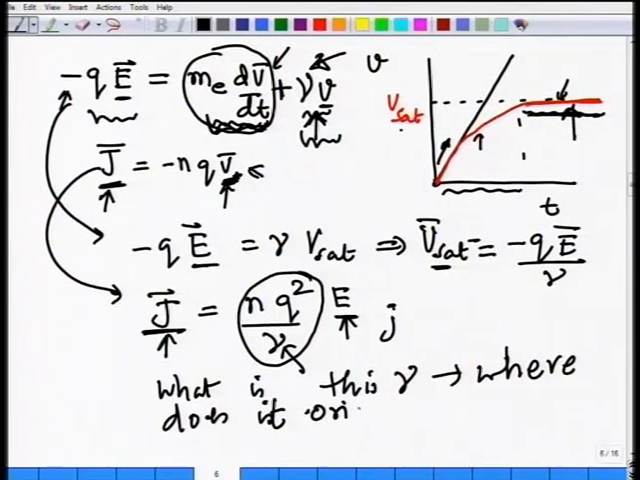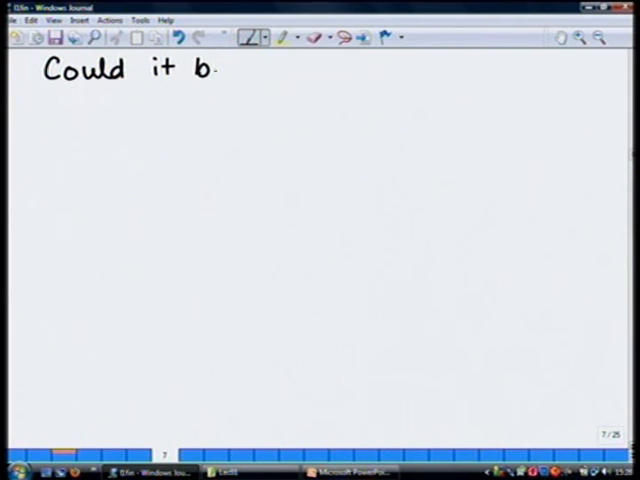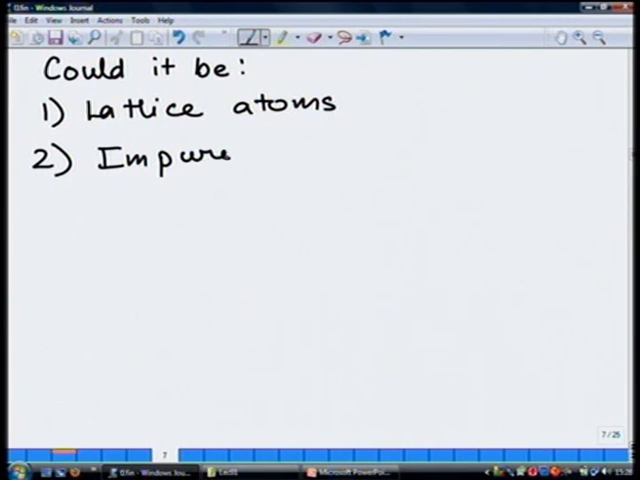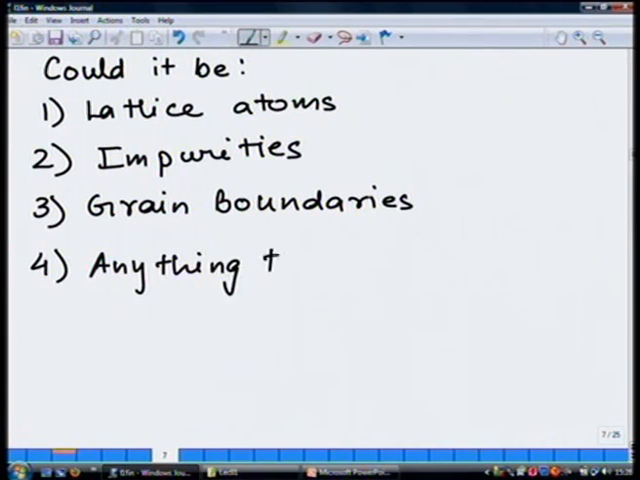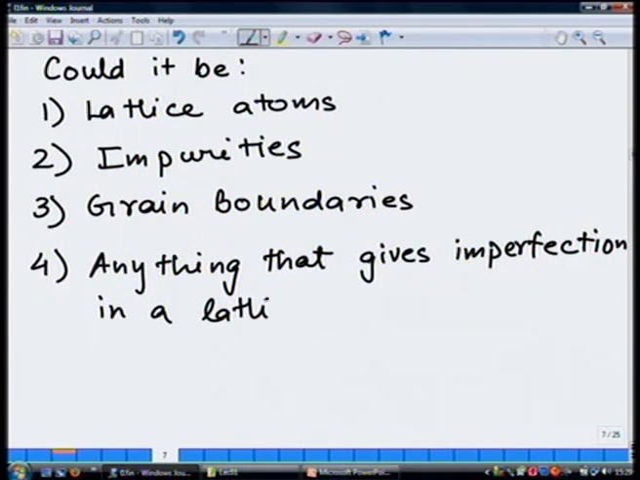So this is the question. If we answer this, then at a microscopic level we will be able to tell what the origin of conductivity in a material is. Could it be, let us say, lattice atoms with which electrons collide, or impurities, or grain boundaries, or anything that gives imperfection in a lattice.